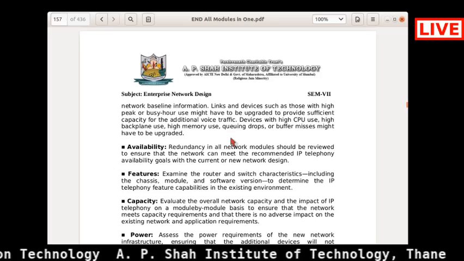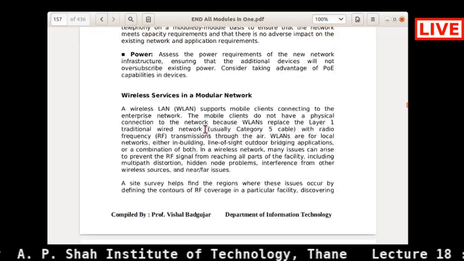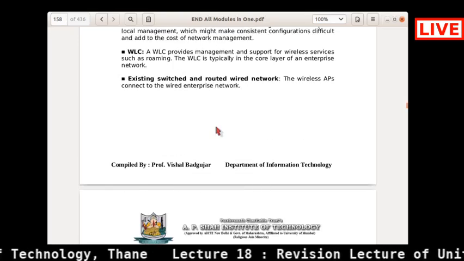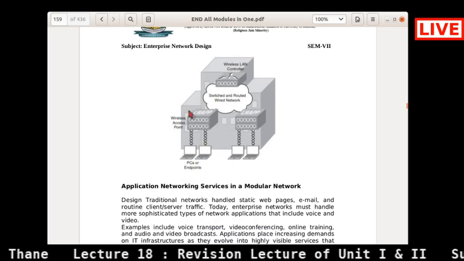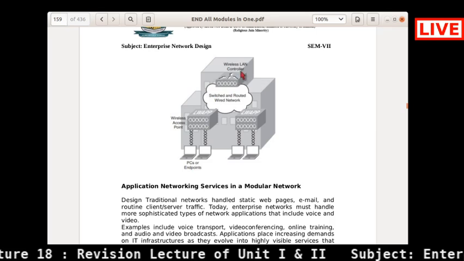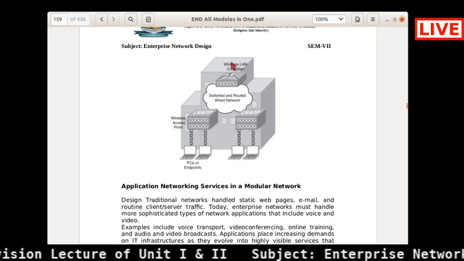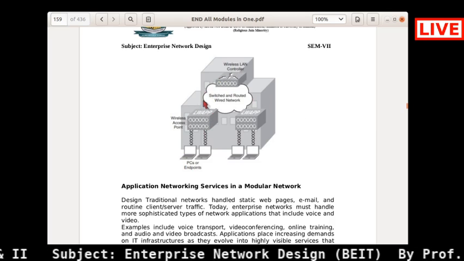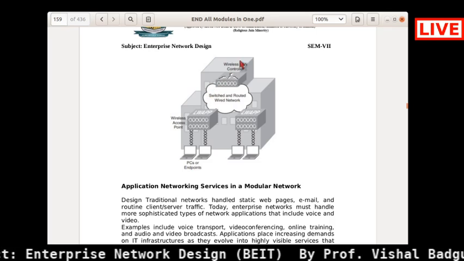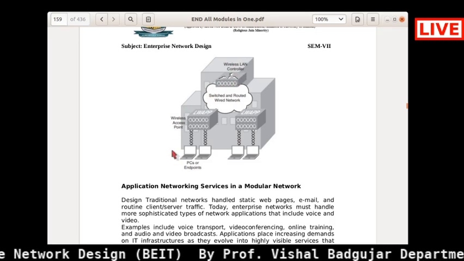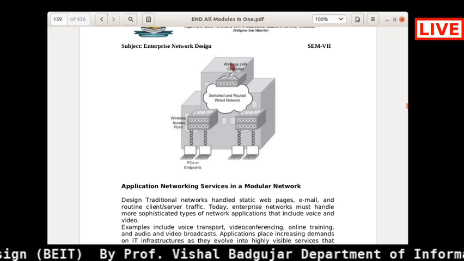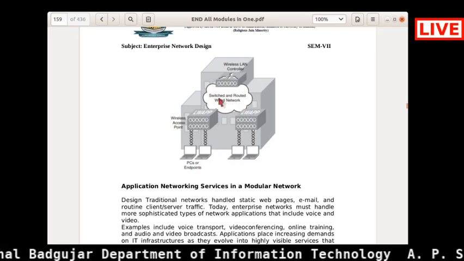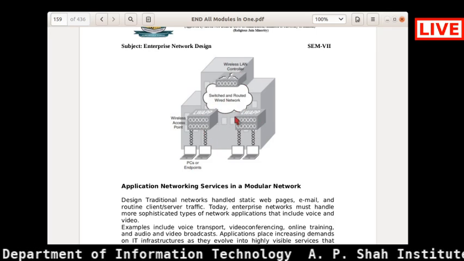After that we will see the different wireless services in the modular network, right? Again there are different components for that. If you look directly at this diagram, we have the wireless LAN controller, wireless access point, PCs, the switch and routed wired network, right? Each and every component has its own functionality, so you must go through the functionalities of each component, then you come to know how these wireless services will be used in this modular network, right?